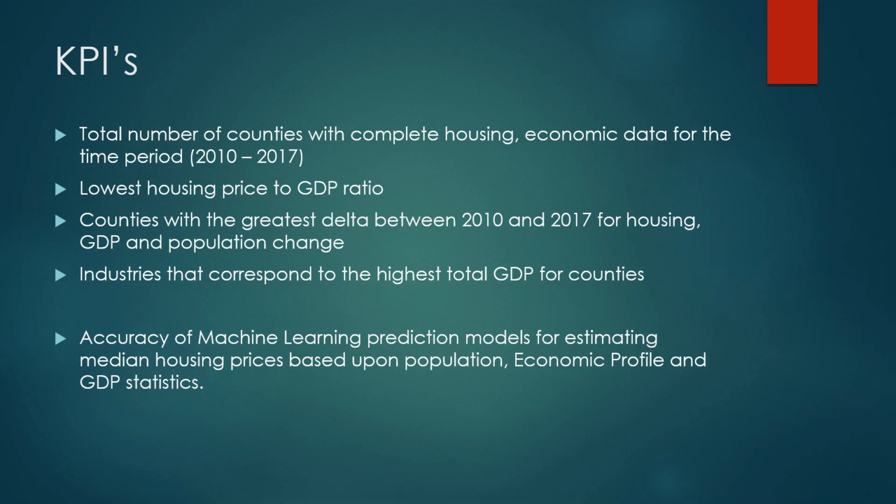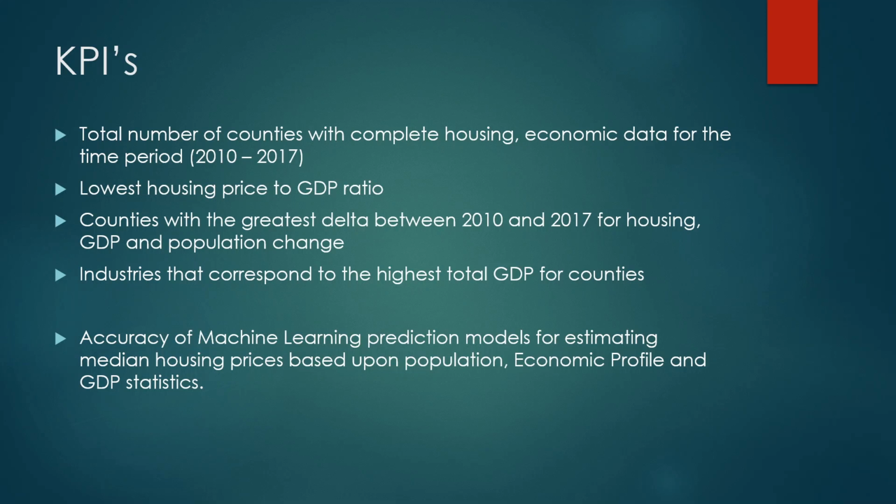I wanted to know the total number of counties with complete housing and economic data for the time period of 2010 to 2017. This gives you a sense of the scope of this data set. It turns out that Zillow does not actually report housing estimates for every single county in the United States, and that number has changed over the years. I'm interested in the lowest housing price to GDP ratio. This can be seen as an economic indicator that determines productivity or just affordability for how vibrant an area is. Is it too expensive and nothing's going on, or is everybody busy and the housing market is booming?